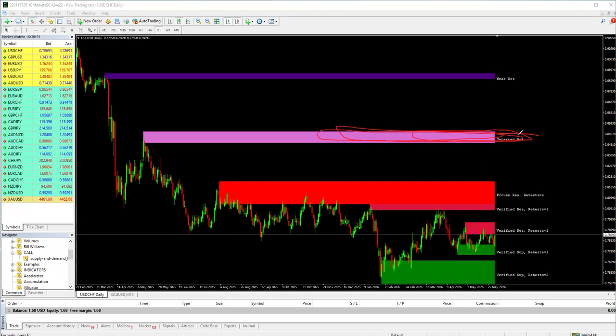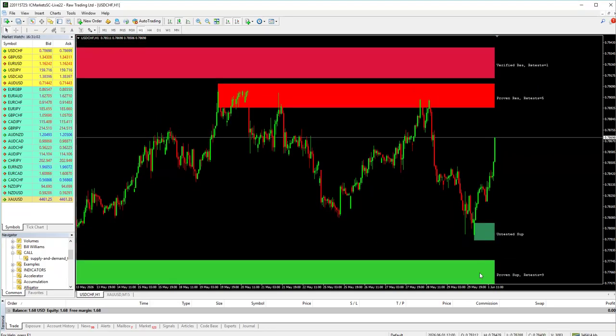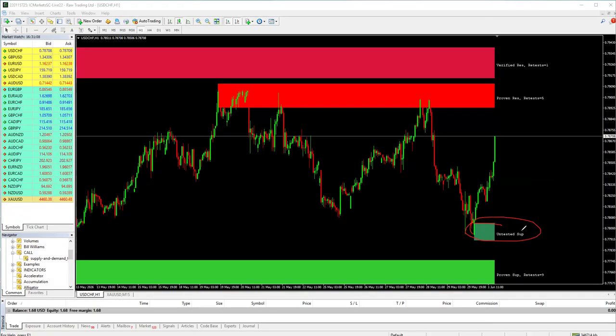So the untested resistance is in pink color, and then the untested support is in what color is this? This one. This very one you see here. Is it light green? I don't know what color, but always you will see untested support or untested resistance. Take note of that. All right. So this is how you can use this indicator.